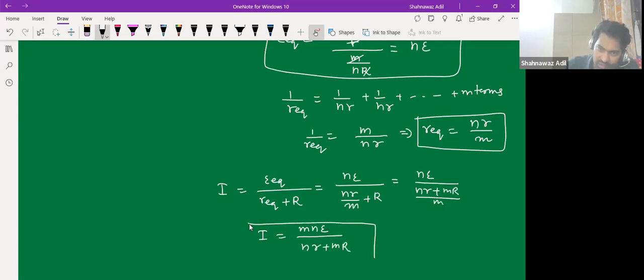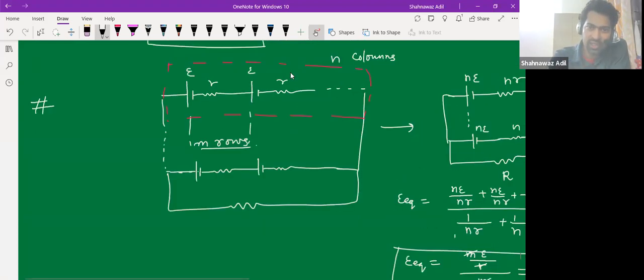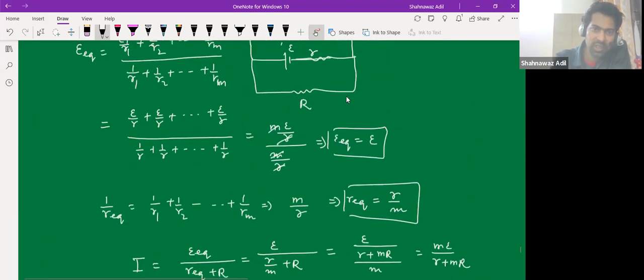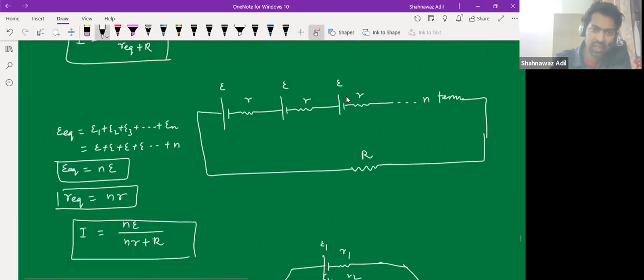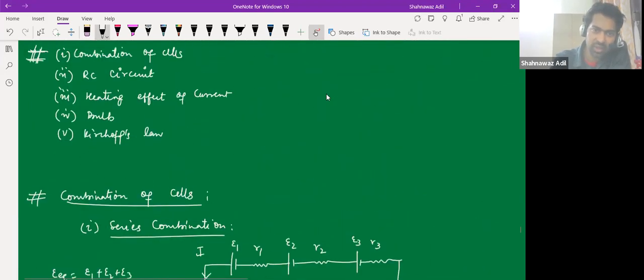So this is the case of the different combination of series and parallel. So we have the same EMF and we have n columns. So columns are these ones, n columns and m rows, right? Okay, so please note it down from here and then we talk about the definitions.